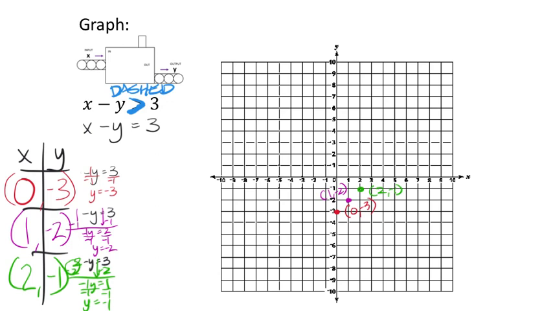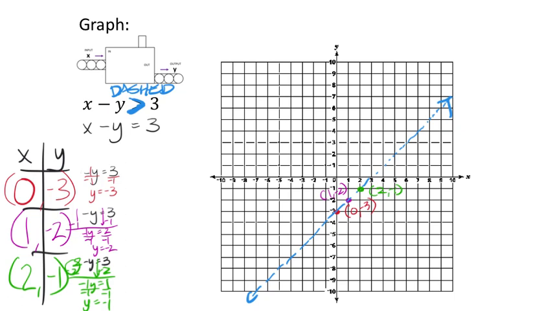So the dashed line is going to indicate that all the values on the line would make the original inequality false, because that is where the values would be equal to 3. So let's see what kind of line this gives us. Okay, that's what I got right there. It's not my best effort or my best work ever, but I'm going to keep it, okay?